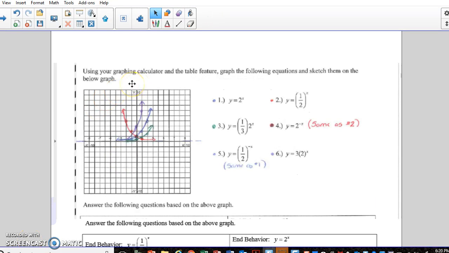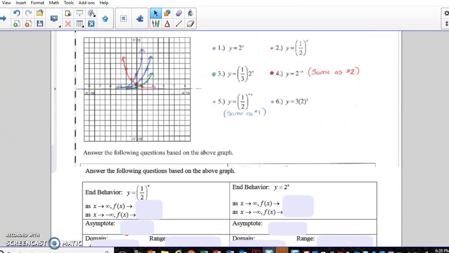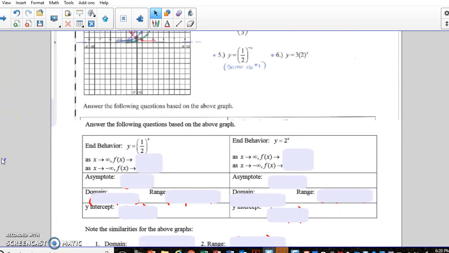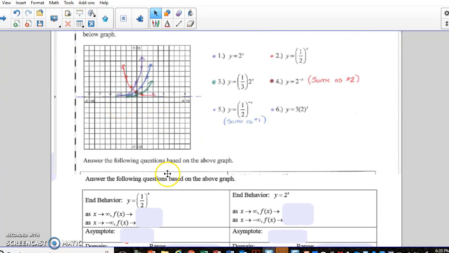Alright, what I did was I just took a screenshot of the answer key and pasted that here. It has all the graphs, and they're all color coordinated here. So let's go ahead and use these graphs to answer some of the following questions. We're going to look at just number 1 and number 2, so it's a little flipped, but this is number 2. So number 2 here is our red. We're going to look at the red line.